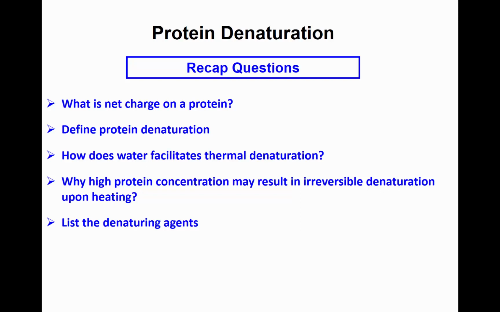Okay. Why high protein concentration may result in irreversible denaturation upon heating? So if you have high protein concentration, or if you have a lot of protein, and then you heat the solution, there will be a lot of movement and they will bombard into each other, and if they are denatured, you will have them come closer. There can be hydrophobic interactions since the residues are exposed now. And if they have free sulfide group, they could form disulfide linkages, and this becomes irreversible.